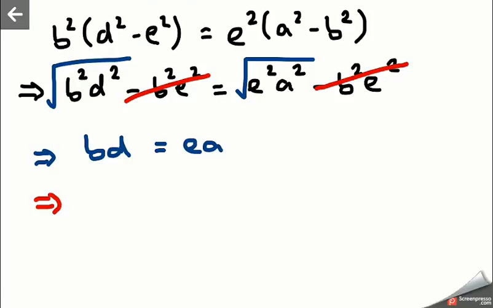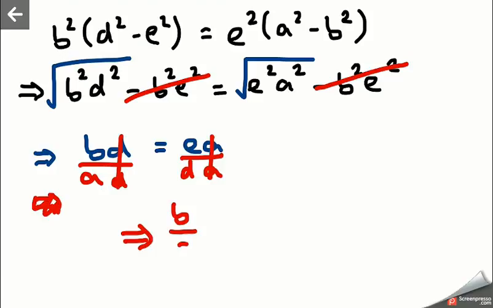And so finally, the final step: we want to show that b divided by a equals e divided by d. Well, we've already done that, because now we just divide both sides by a. The a's cancel, and then we divide both sides by d. And the d's on the first side cancel. And so that gives us that b divided by a is equal to e divided by d. And that is exactly what we wanted.